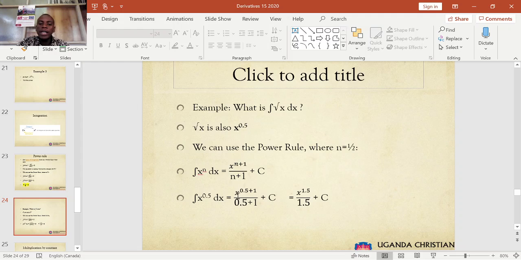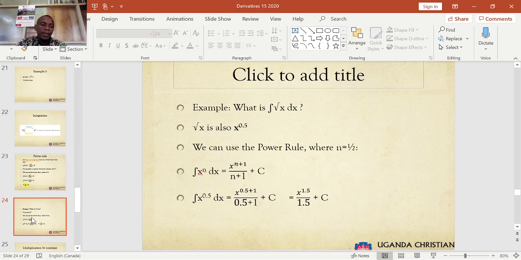So if we have x to the power 0.5 and we add 1, and we divide by the new power, it will be x to the power 1.5 divided by 1.5. We said we divide by the new power we get, and then plus our constant. That is the integral of the square root of x.